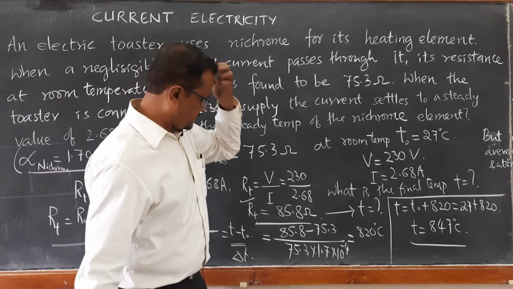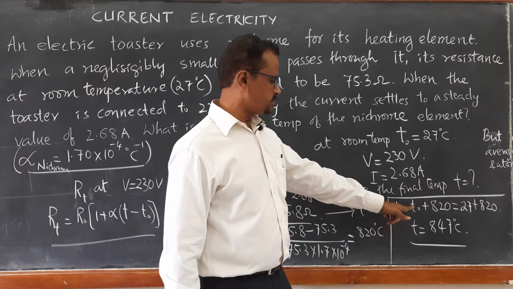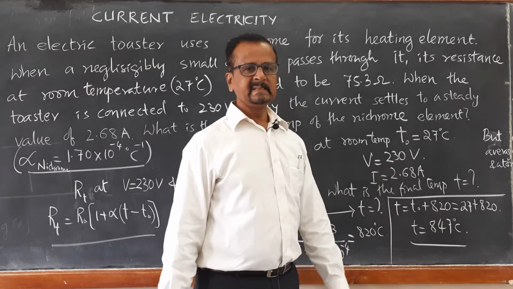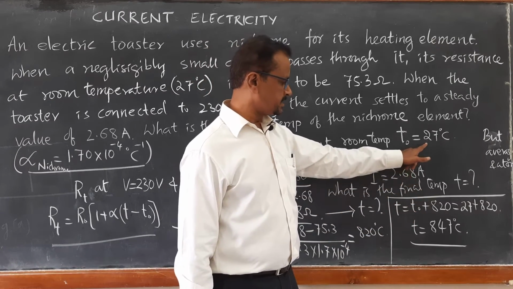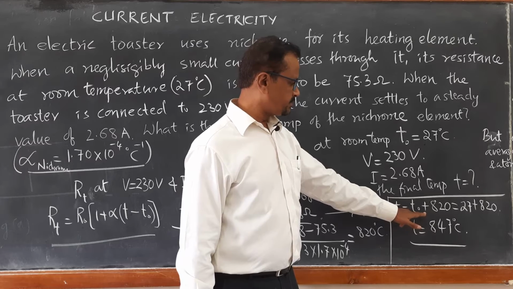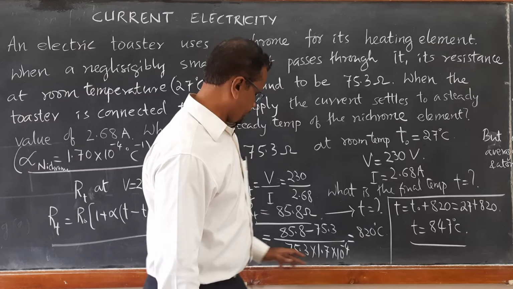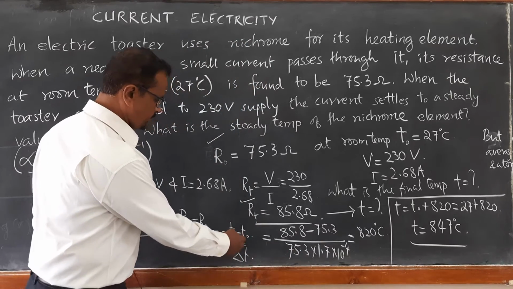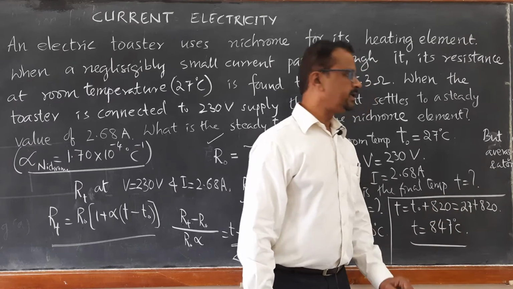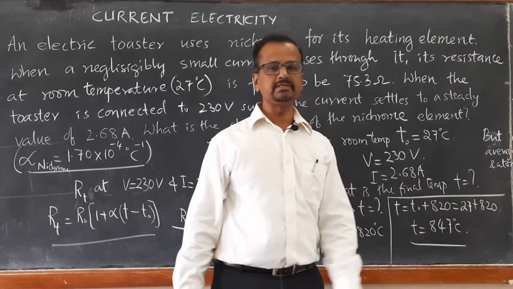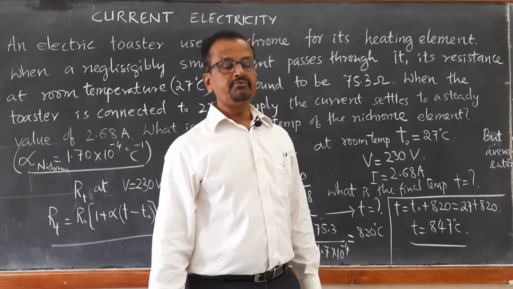So, if delta T is 820 degrees Celsius, we want the final temperature. Final temperature is equal to T naught plus 820. What is T naught? The initial temperature, 27 degrees Celsius, and the difference in temperature is 820. Therefore, T is equal to T naught plus 820, 820 plus 27, it becomes 847 degrees Celsius. Okay. This is how one can get the final temperature.